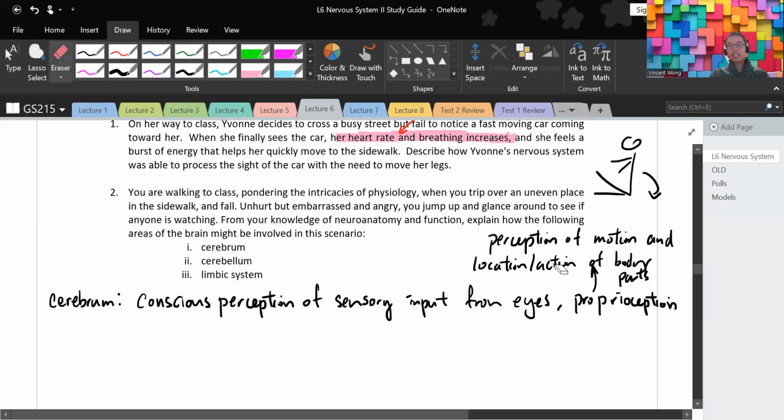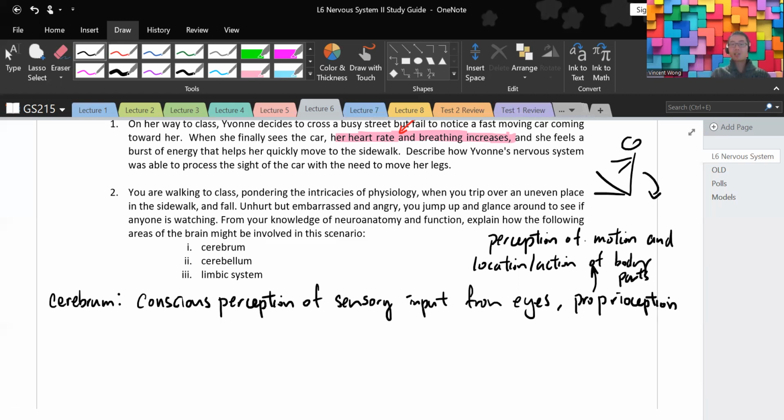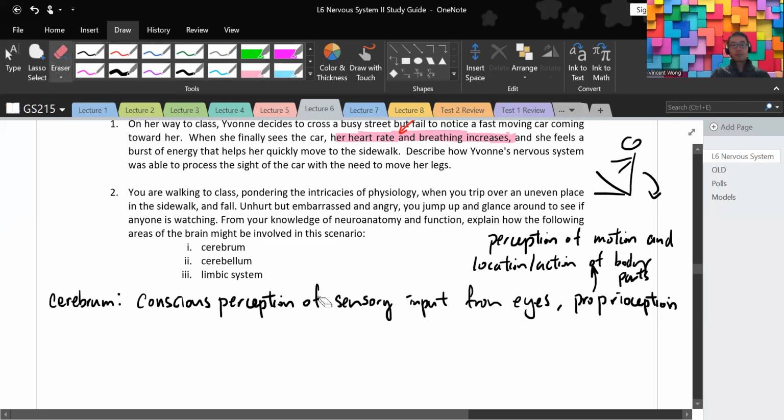If any time the location of a certain body part does not match the expected position of the parts when you're doing certain things, then your body will try to readjust itself. So that is called proprioception. And also voluntary movement.